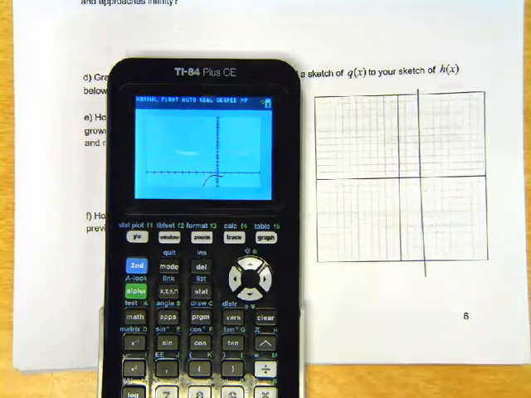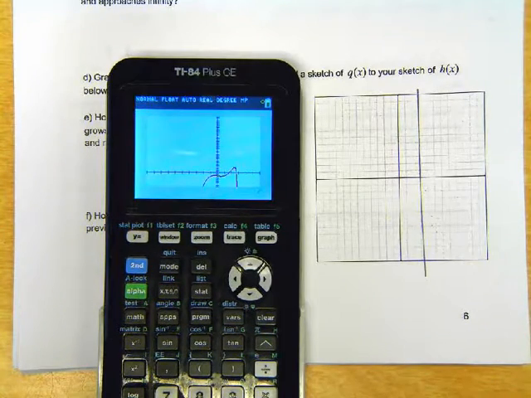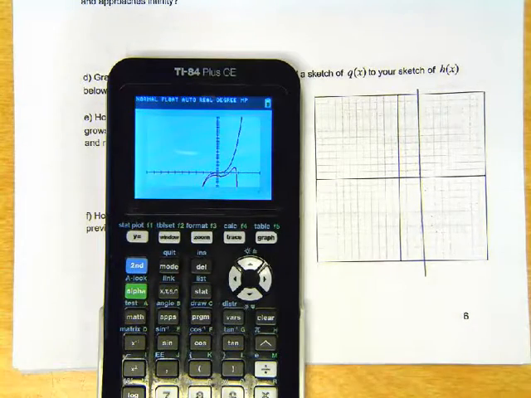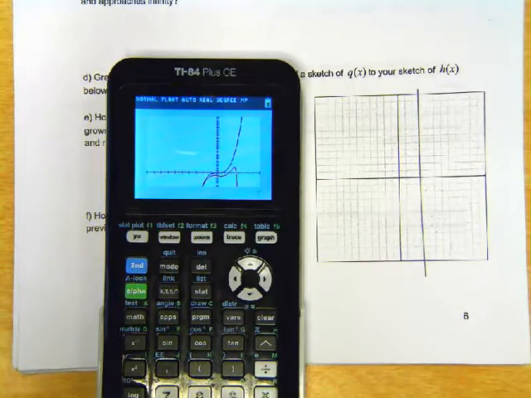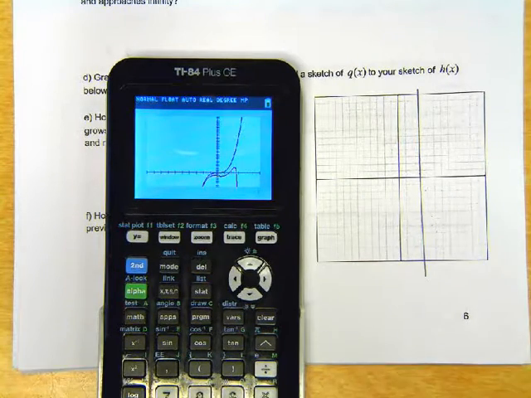Oh, and I forgot to do the zoom 6 again. That is pretty cool looking. It is. Oh, look at that.